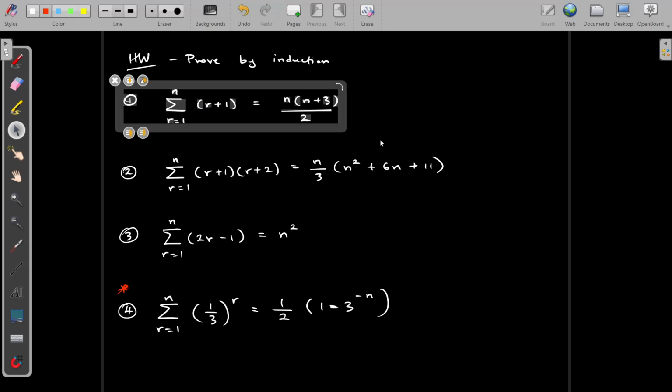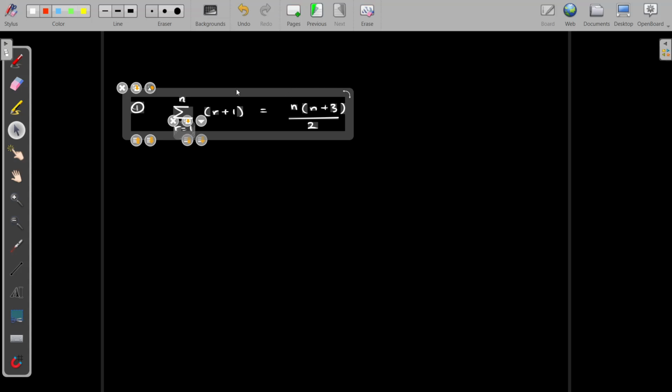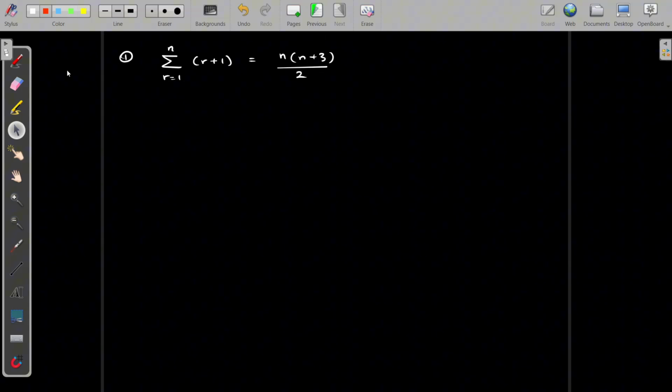So we'll start with question 1. Now this one, pretty basic. This is one of the easier questions. So when doing mathematical induction, we need to have our basis step and our inductive step. So the basis is simply substituting n as 1.